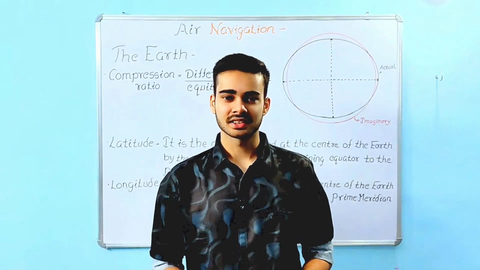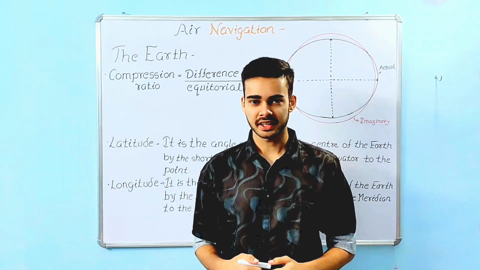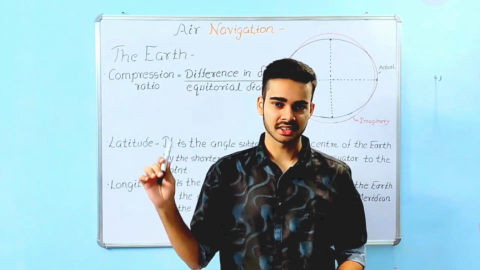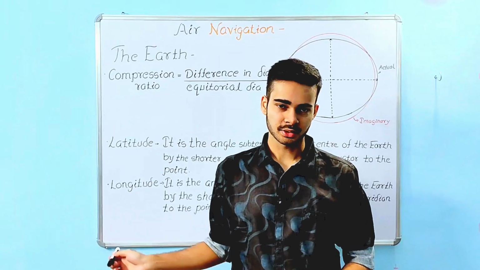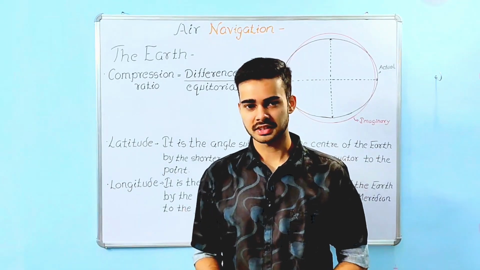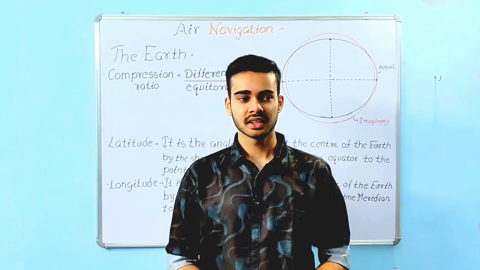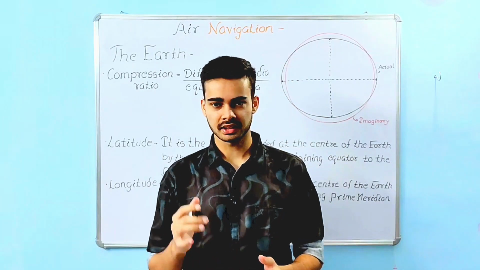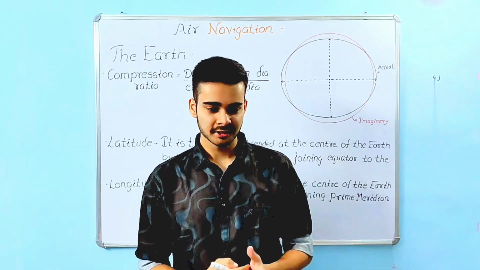Today we are going to start a new chapter, the Earth, and this is the second chapter of the Air Navigation series. In this, we'll study compression ratio, latitude, and longitude. After that, we'll study the Great Circle and Rhumb Line, and I'll also make a part 2 of the video in which we'll study the departure and all the important questions about it.